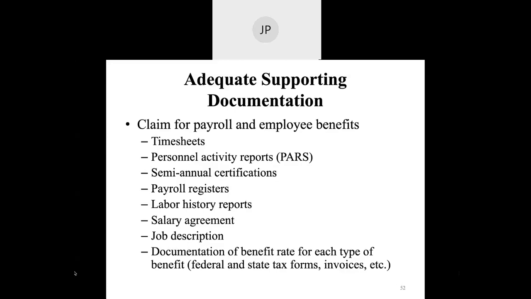We also request that you send us payroll registers, your labor history reports, and a salary agreement so that we can see what these employees should actually be paid, as well as a job description so that we can see what duties these employees should be performing. And for the fringe benefits, documentation of the various rates that you're charging for the benefits, your federal and tax forms that have been submitted to pay for these various employee benefits, and invoices.